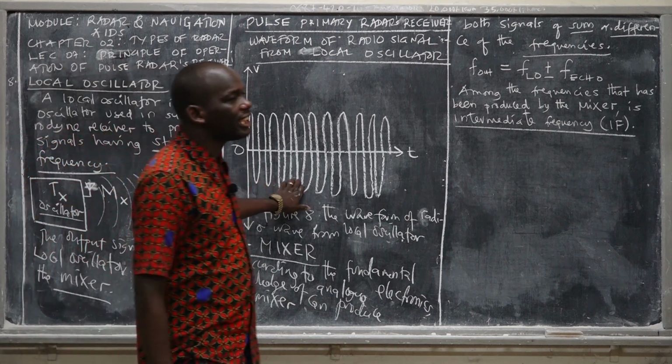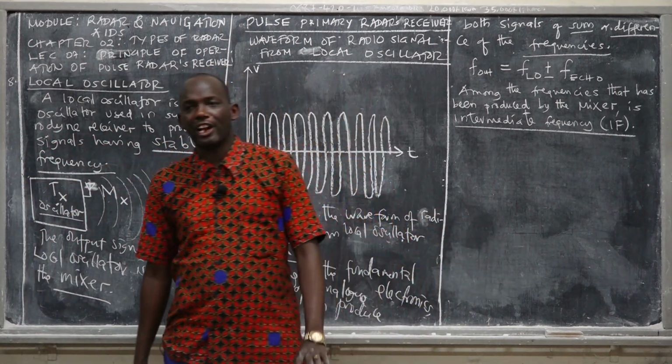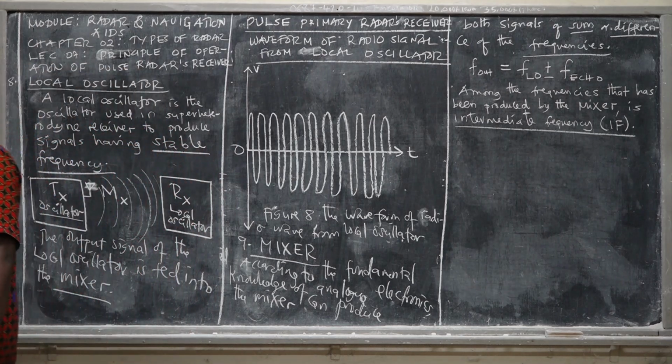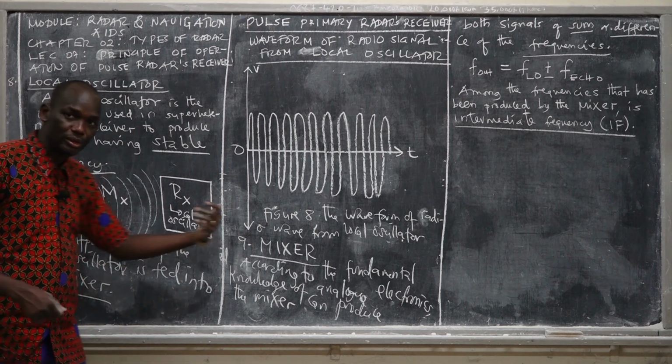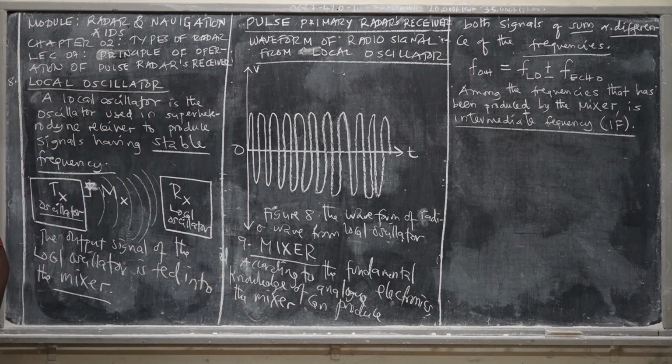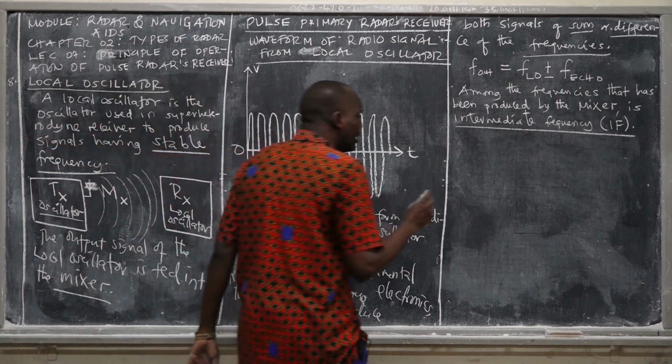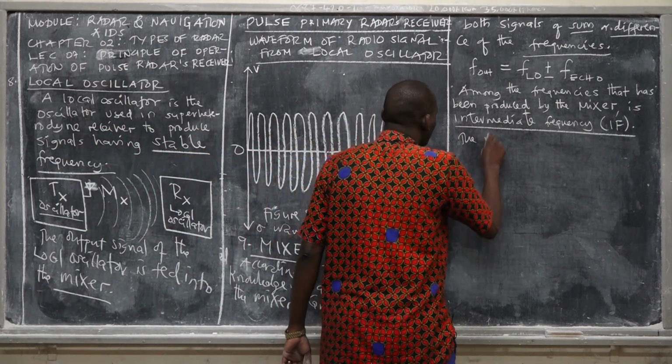That's why we say that the primary radar receiver must be superheterodyne. So we expect it to have conversion of the original RF signal into the intermediate frequency signal. Which part is responsible for that? Local oscillator and mixer. Are we together? Yes.